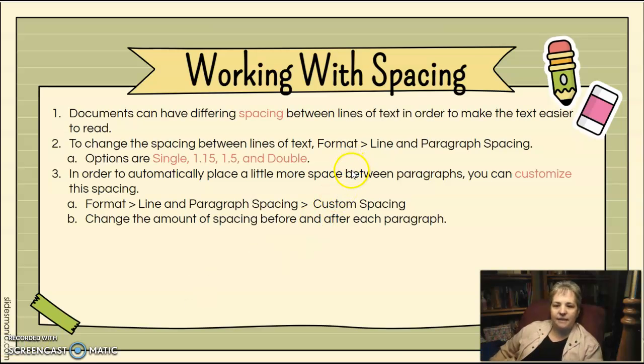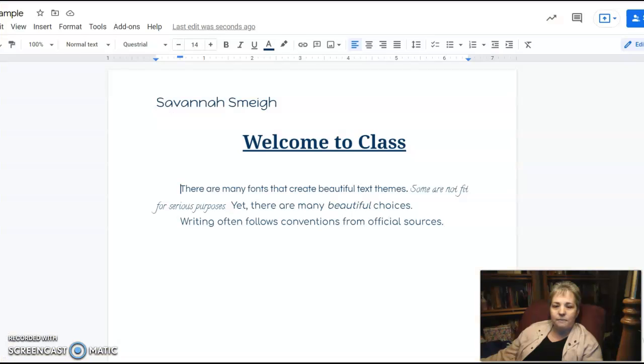Now, working with spacing, documents can have differing spacing between lines of text in order to make the text easier to read. To change the spacing between lines of text, we go to Format, Line and Paragraph Spacing. Options are single, 1.15, 1.5, and double. In order to automatically place a little more space between your paragraphs, you can customize this spacing. You would go to Format, Line and Paragraph Spacing, Custom Spacing, and change the amount of space before and after each paragraph. So let's go to the document and look at those.